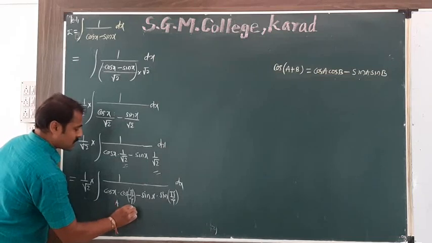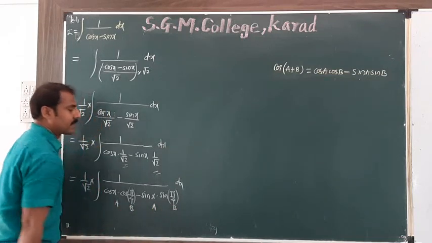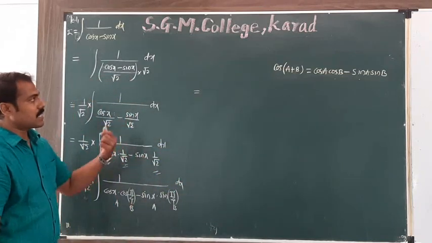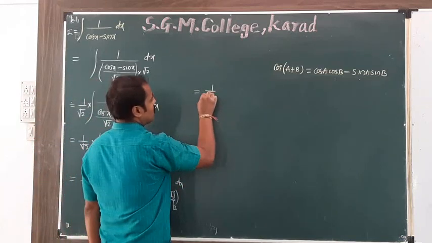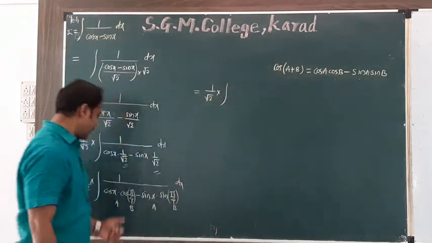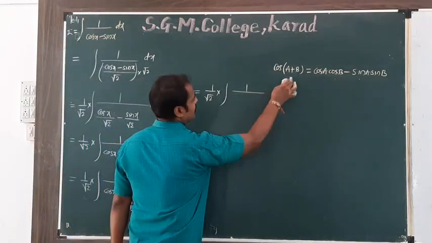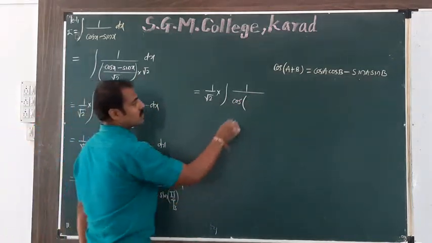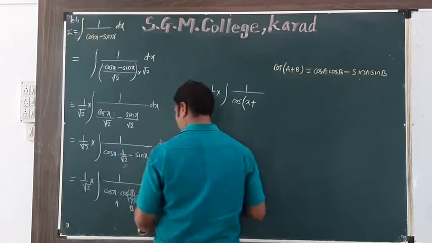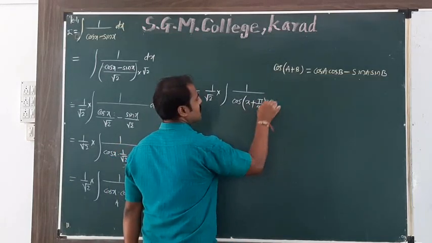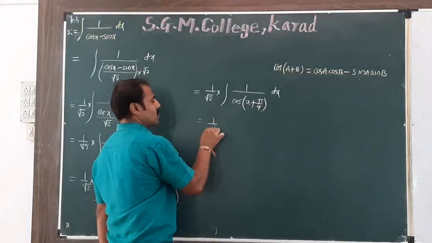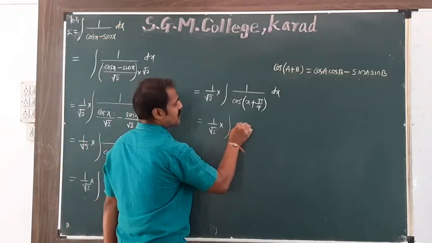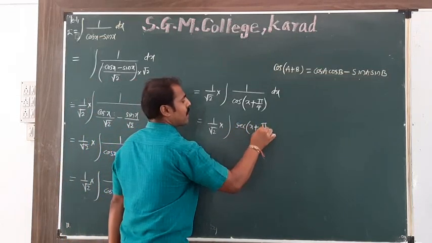Now it looks like cos a cos b minus sin a sin b, the formula for cos of a plus b. 1 upon root 2 is constant, and it is integration of 1 upon, the formula for cos of a plus b. So writing cos of what is a? It's x. Cos of x plus b, b is pi by 4. Cos of x plus pi by 4 dx. 1 upon root 2 as it is into integration of 1 upon cos, which is nothing but sec of x plus pi by 4 dx.